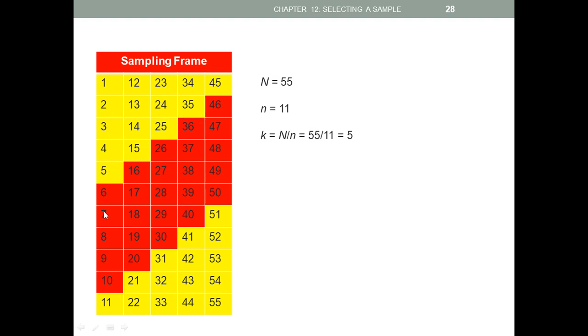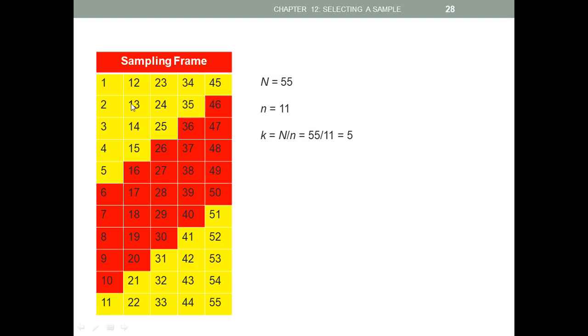Participants 6 to 10, second interval. 11 to 15, the third interval. 16 to 20, fourth interval. 21 to 25, fifth interval. 26 to 30, sixth interval. 31 to 35, seventh interval. 8th, 9th, 10th. In total, there are 11 intervals. So, what is the next step?